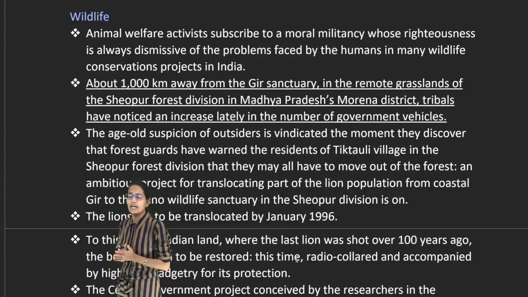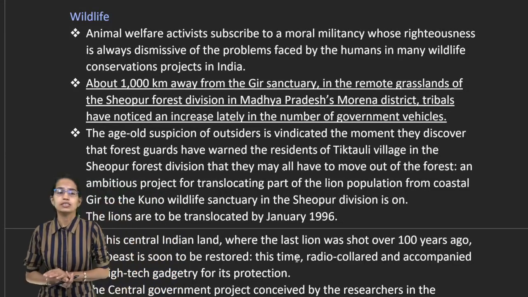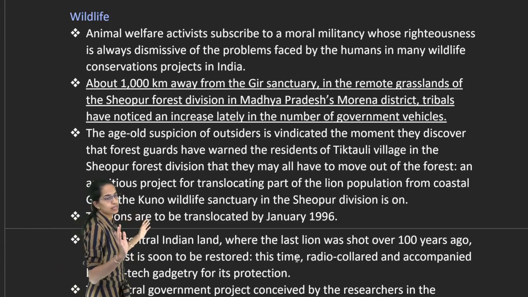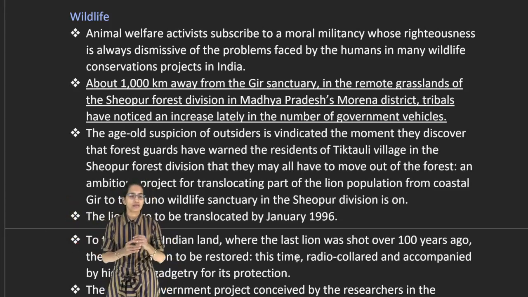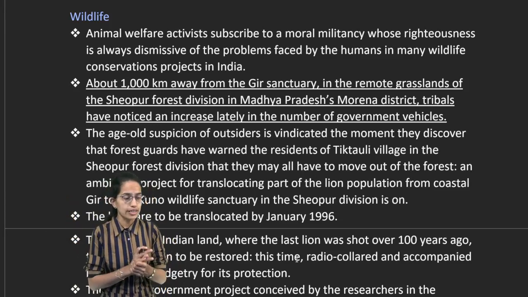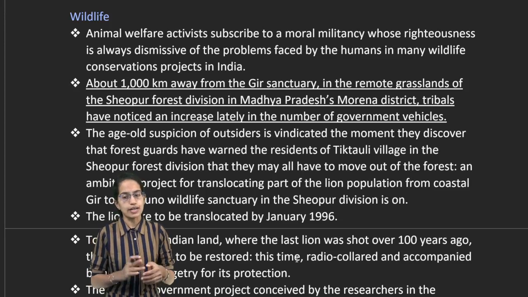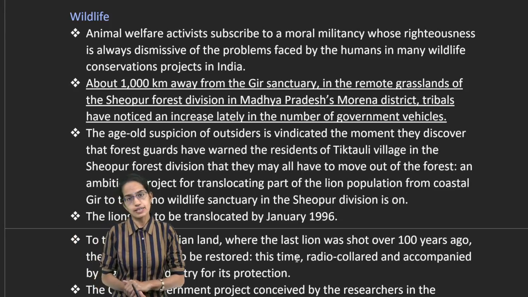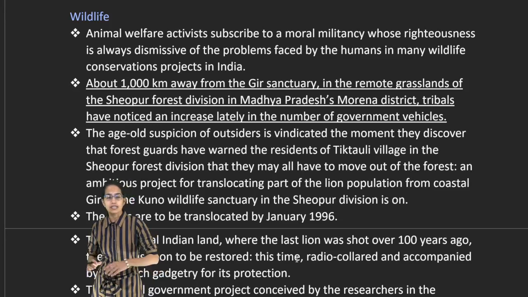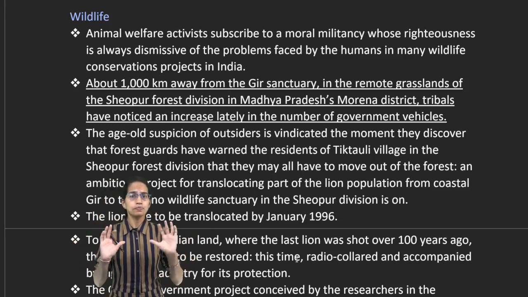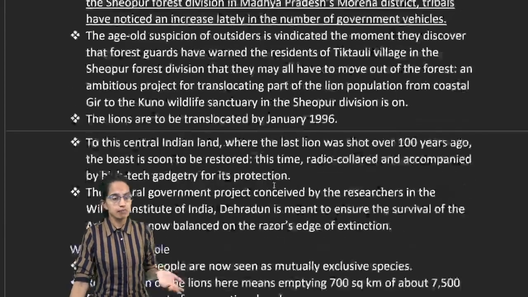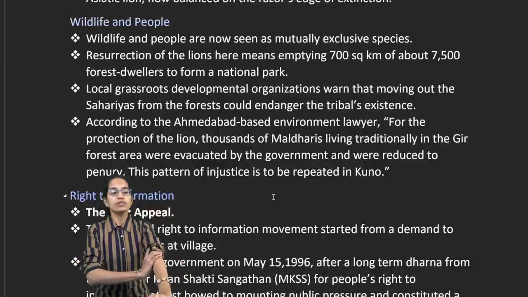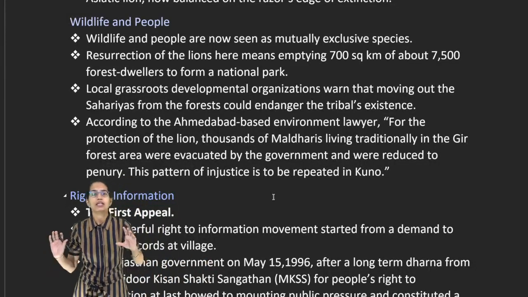The next is, in India, wildlife protection is another important concern. Gir Sanctuary, 1,000 kilometers away from it, is Sheopur Sanctuary, where recently animals have been brought. Nearly 100 years back, lions were shot in that area, and the introduction of cheetahs back in that area is an indication that we are trying to maintain the ecological structure. But in the process, there is an increased number of government vehicles seen in those areas, which is again affecting the exclusivity of the region.